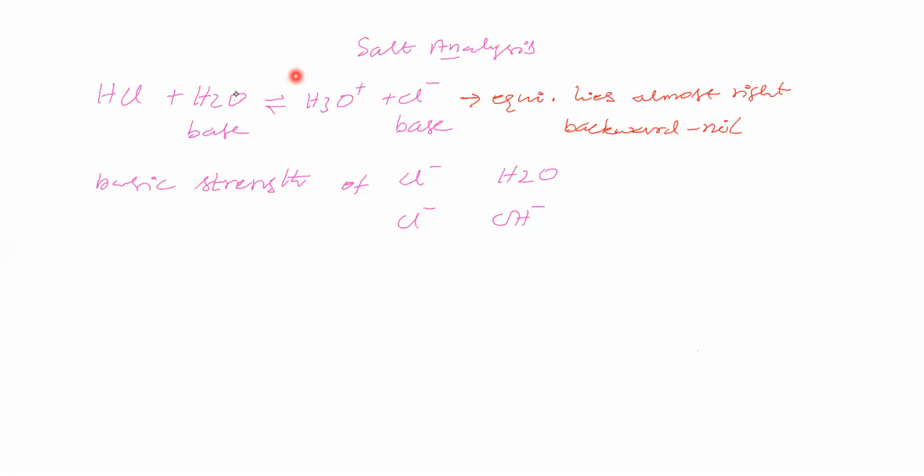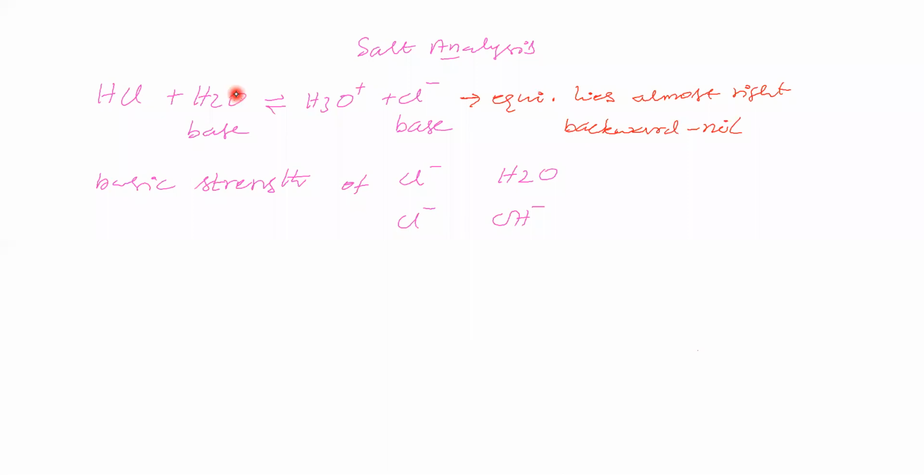Whereas forward is taking place. That means water is able to take H plus and become H3O plus. Forward takes place means water converts to H3O plus; water takes H plus from HCl. Backward is almost nil in the sense Cl minus is not converting into HCl. Cl minus is unable to take H plus from here.